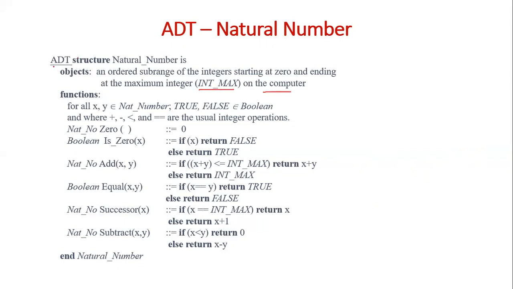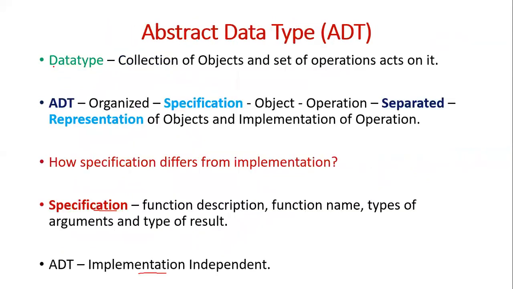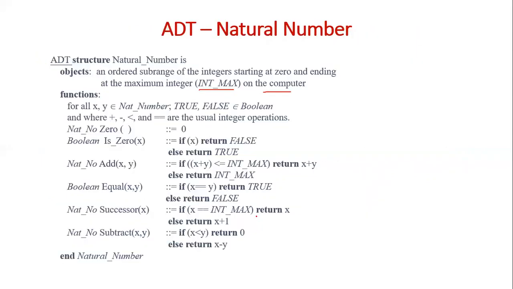So first, if you go back to the previous slide, the specification includes what? Function description. First, we are describing what is meant by an abstract data type. This is how it is described: an ordered subrange of integers starting from 0 and ending with a maximum integer on the typical computer. And then, what are the functions it supports?